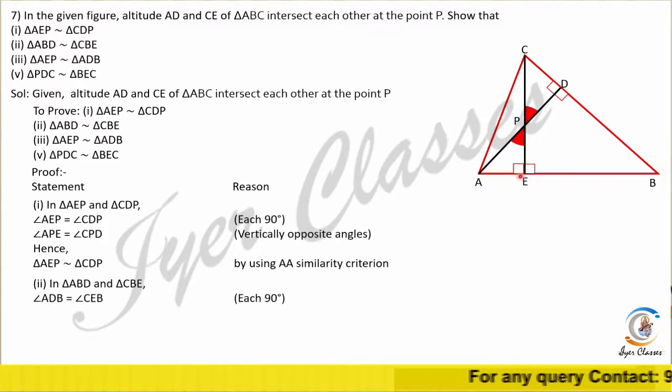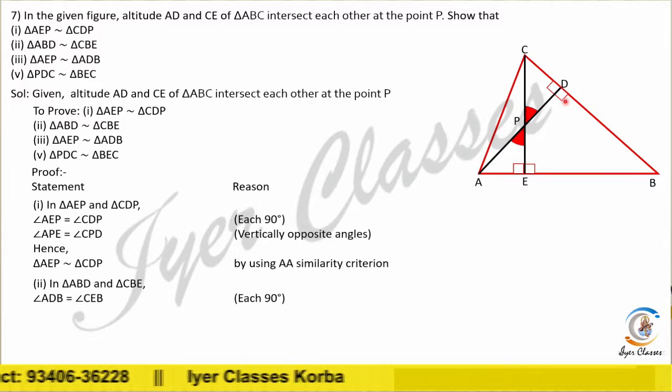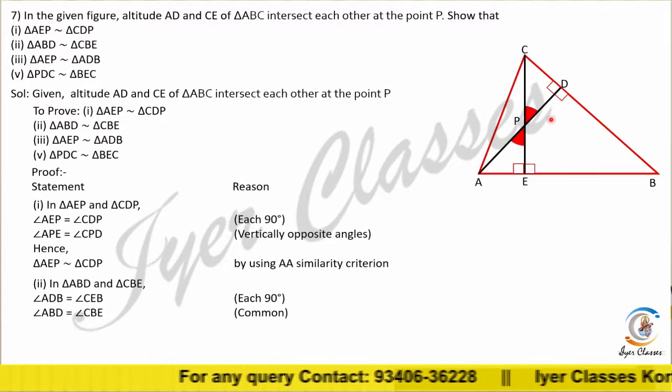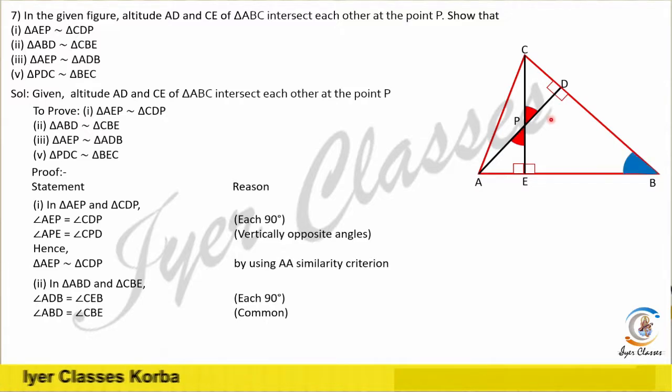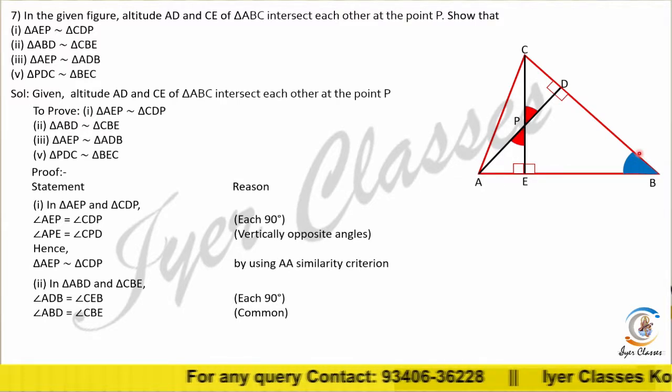In this you can see again that two angles, angle ADB and angle CEB, are 90 degrees, so they have to be equal. And we have angle ABD, this blue angle, and angle CBE, which is the same blue angle. The naming is different because the triangle has become different.